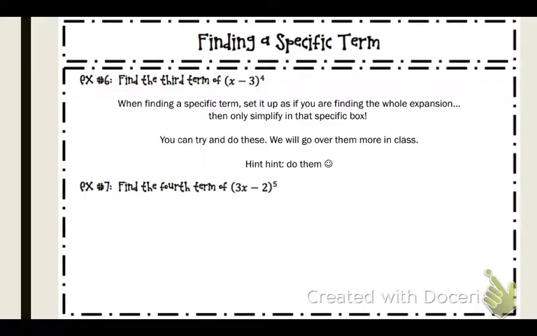So for these ones, when finding a specific term, you need to set it up as if you're finding the whole expansion and then simplifying that specific box. So like on example 6, you would write everything out, and then you would just go to the 3rd box and simplify down in that box, okay?